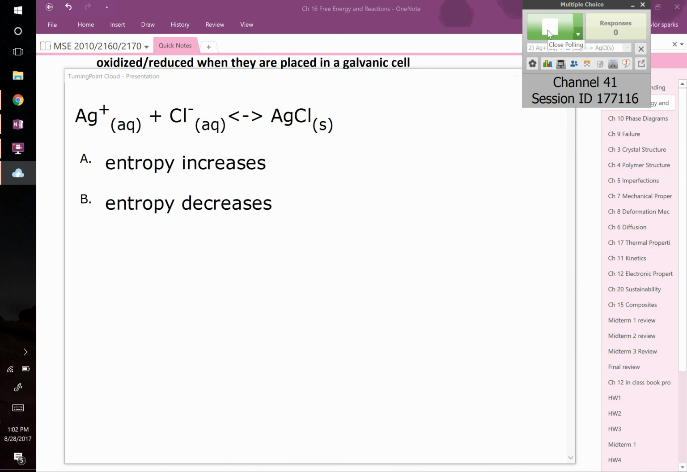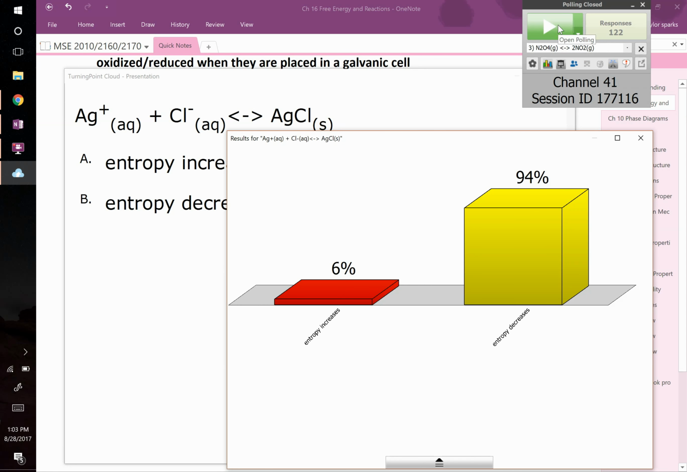How about this one? You have silver ions in solution and chlorine ions in solution precipitating to form silver chloride, a solid salt. Increase or decrease in entropy? Okay, just a second on these. We won't wait very long on these ones. Answers in. A, increase. B, decrease. And I'm going to end it. Okay, do we think it increases or decreases? Okay, everyone thinks decrease. Somebody want to explain this?